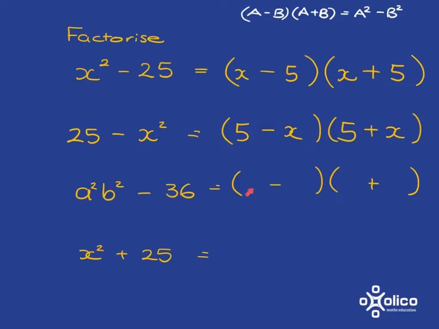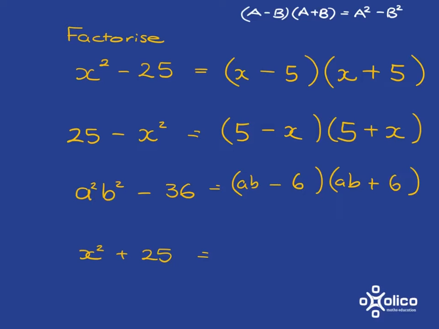For this one, this times this must give you a squared b squared, so it must be ab. And this times this must give you 36, so it must be 6, because 6 times 6 is 36.